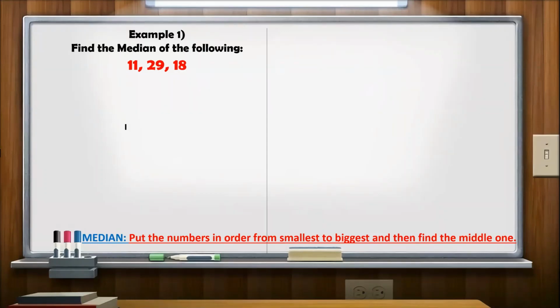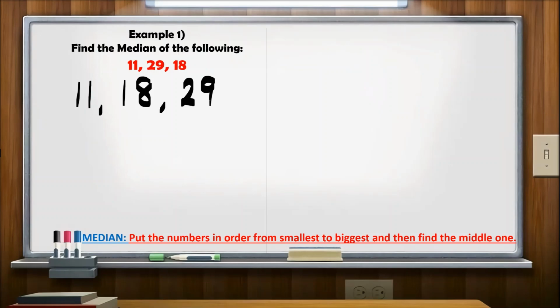So for example 1, firstly, I'm going to see if my numbers have been ordered from smallest to biggest. And if they have not been, I will do this myself. So I can see that the numbers have not been ordered for me. So I'm going to complete step 1 by placing the numbers in order from smallest to biggest. So the smallest number I have is 11, followed by 18, followed by 29.